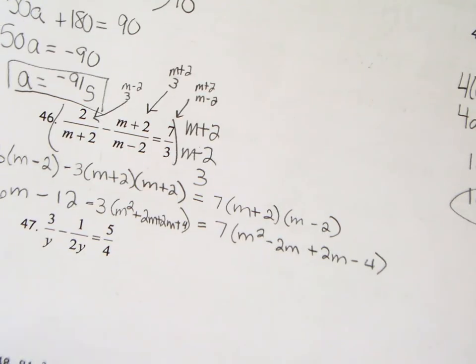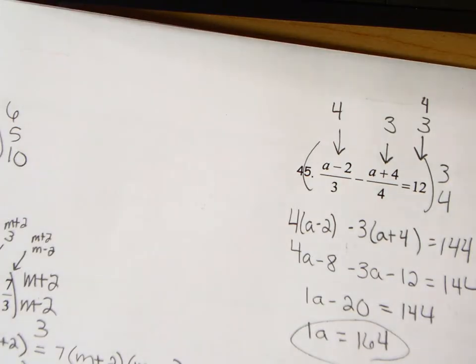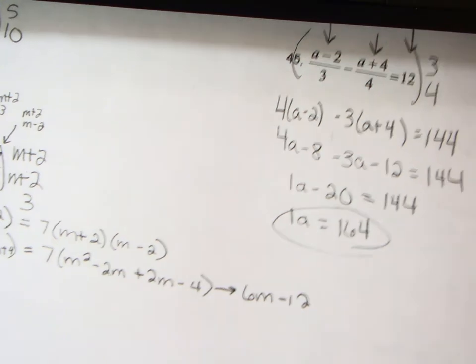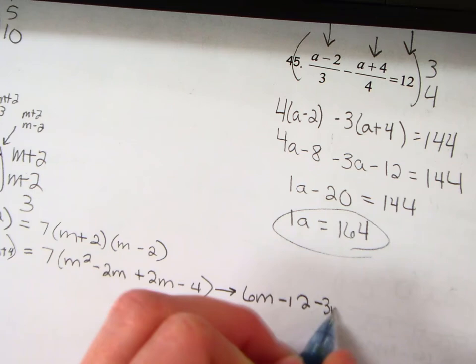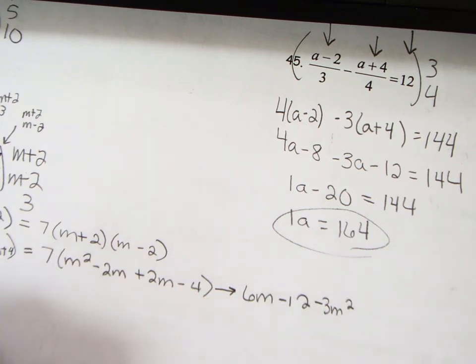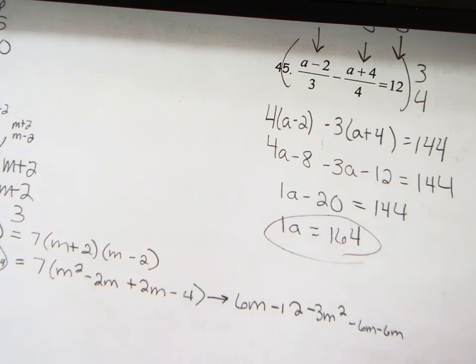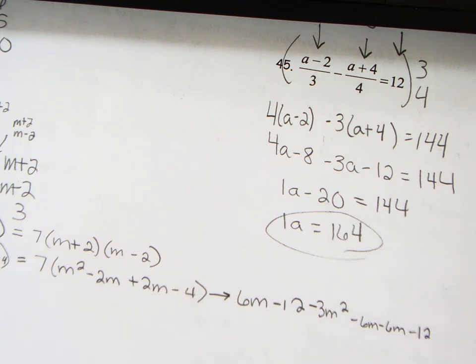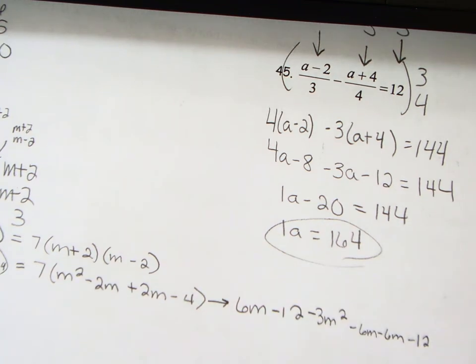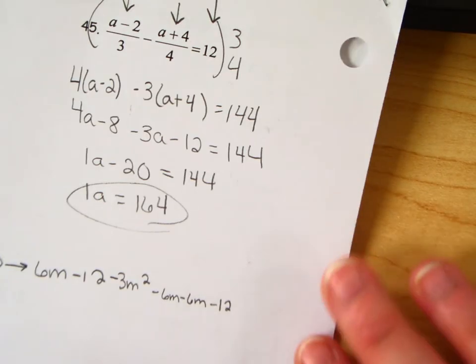Okay, so you're going to get 6m minus 12. I'm just going to draw an arrow. 6m minus 12. Again, I'm probably going to put the paper in screen. There you go. Then you're going to do minus 3m squared. Then you're going to do minus 6m minus 6m. Then you're going to do minus 12. If you have big handwriting, maybe you just want to work your way down.